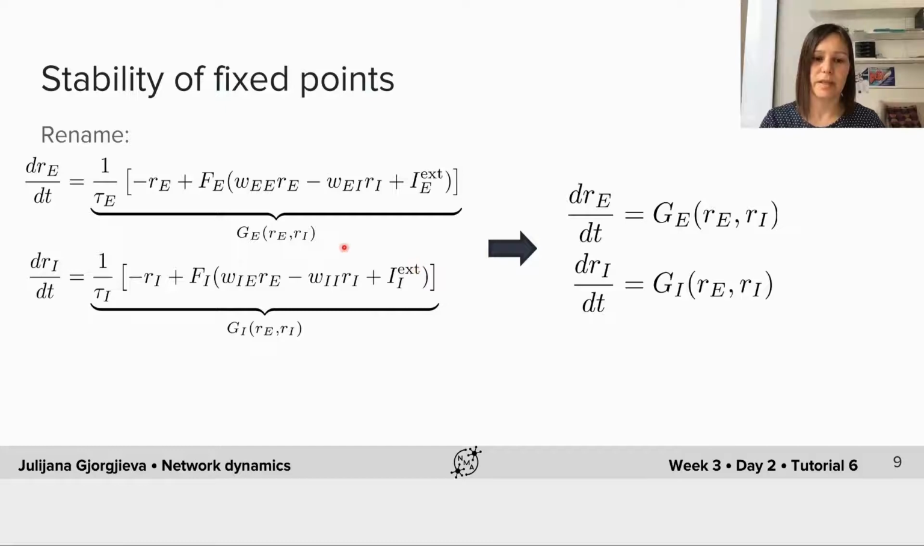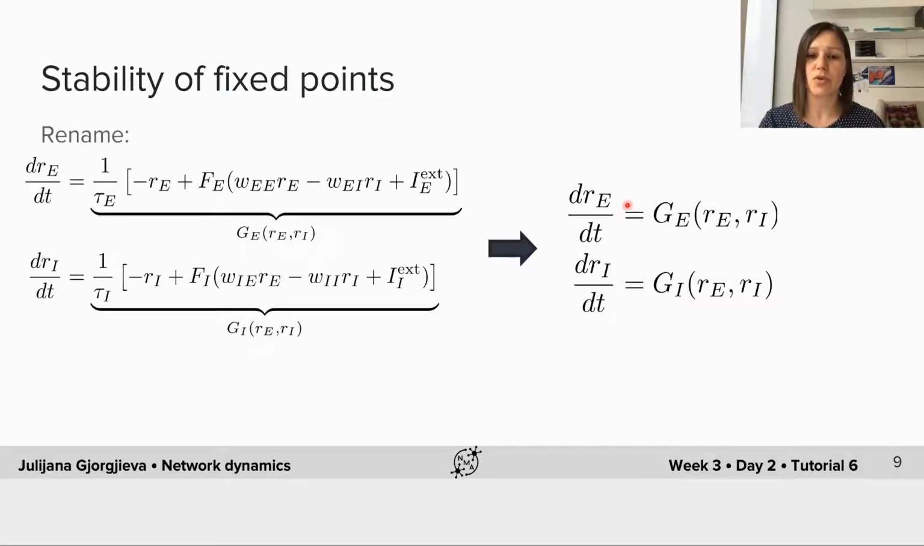Now, this is the same set of equations that I have written on the slide as the equations that we had before. We're going to slightly simplify notation, and we're going to describe all the terms on the right-hand sides of these two equations with two nonlinear functions that we denote with GE and GI, which are both functions of the excitatory and the inhibitory population.